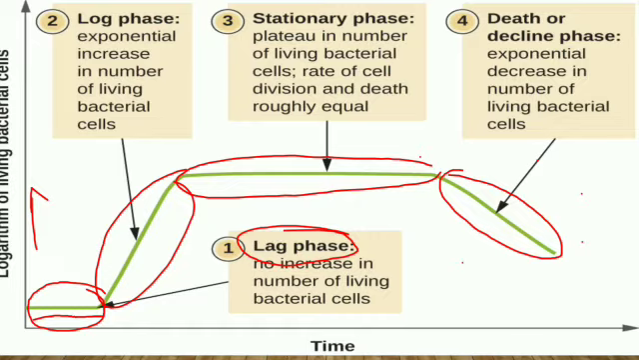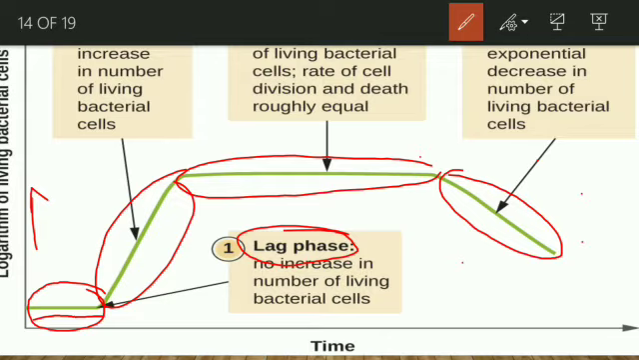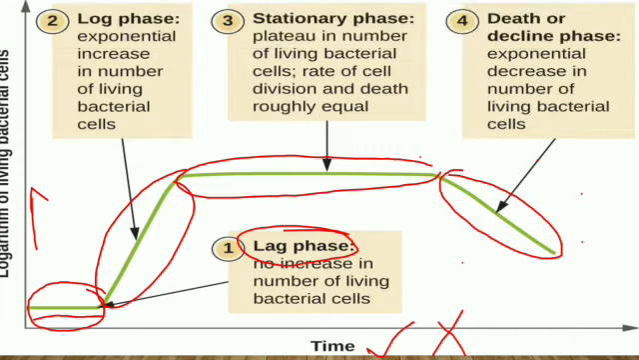We will see more information regarding each and every phase that I explained here. Now, what have we seen on the y-axis? On the x-axis we have taken time, and on the y-axis we have taken the logarithm of living bacterial cells. That is what we have seen. Next we are going to see more detail about the lag phase.